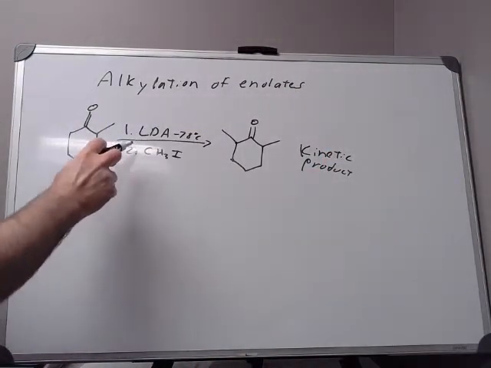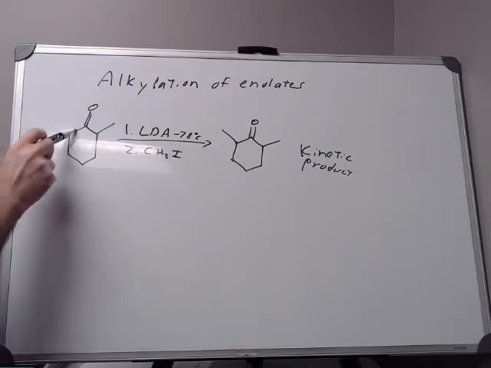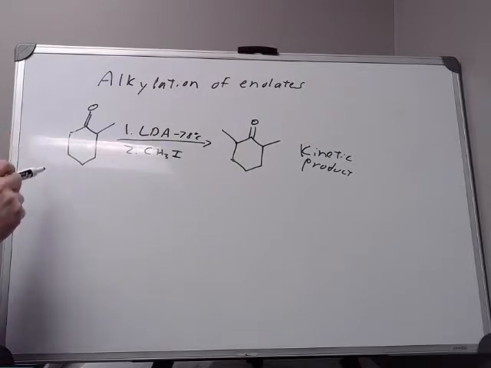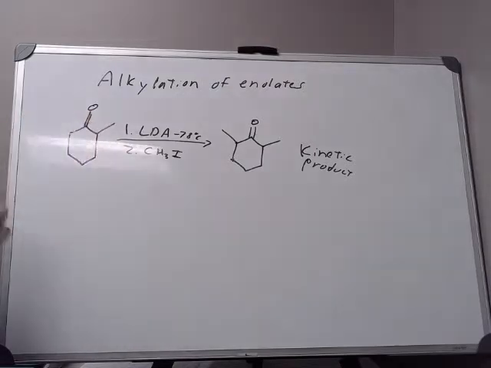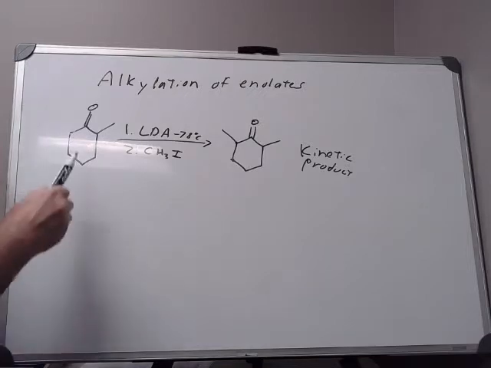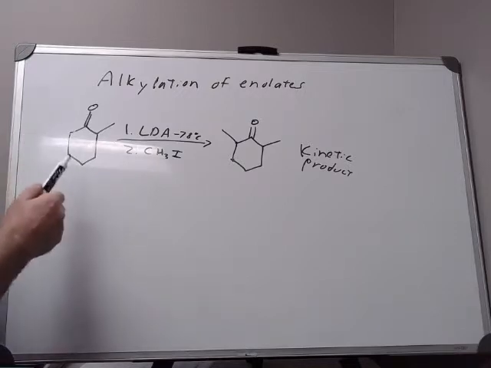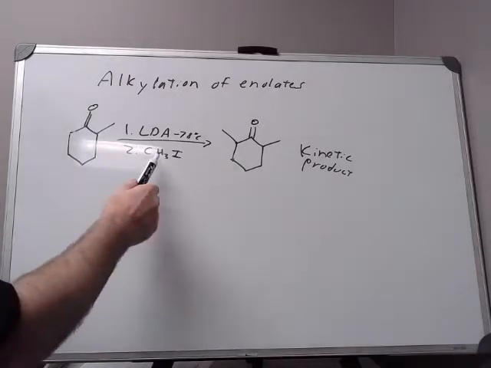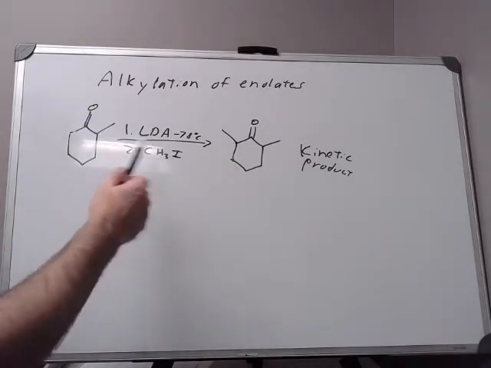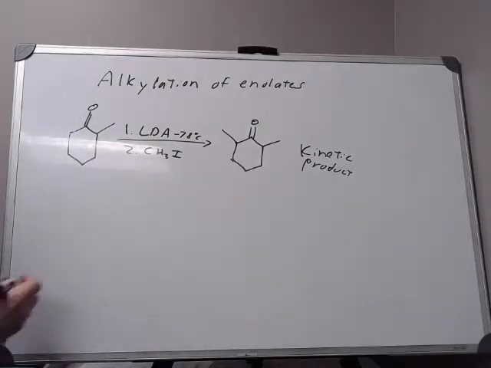Because the lithium diisopropylamide would prefer to deprotonate at this site, because this is a less hindered site that the base can more easily access. And so the LDA will form that kinetic enolate at nearly 100% yield, and then that kinetic enolate can attack the methyl iodide through an SN2 reaction and pick up this methyl group.